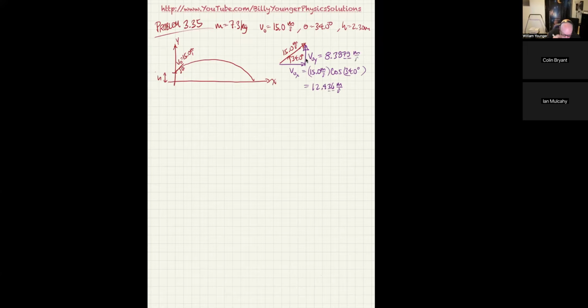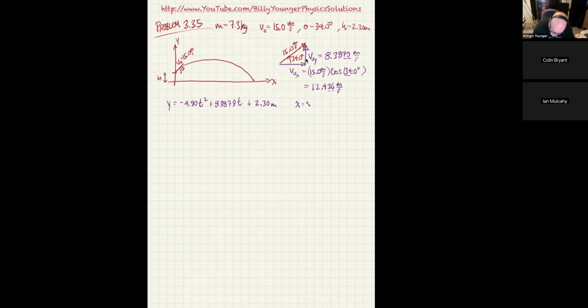Meters per second. So the equation in Y motion is negative 4.90, I'm going to leave off the units, T squared plus 8.3879 T plus H, which is 2.30 meters. So that's the Y coordinate at any point in time after it's shot, and we're assuming it was shot at T equals zero.